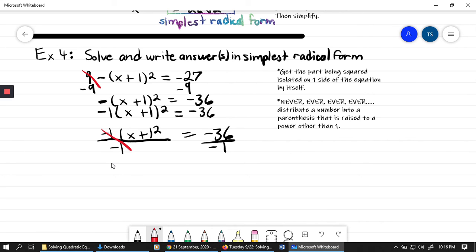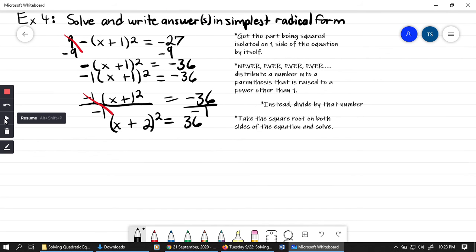Okay, the -1s cancel out, and now we've got this part that's being squared isolated and by itself on one side of the equation. (x plus 2) squared equals positive 36. And now is where we can take the square root on both sides and finish solving like that, and simplify, of course, if we need to. Okay, so let's take the square root on both sides, since we've got the part that's being squared isolated by itself.